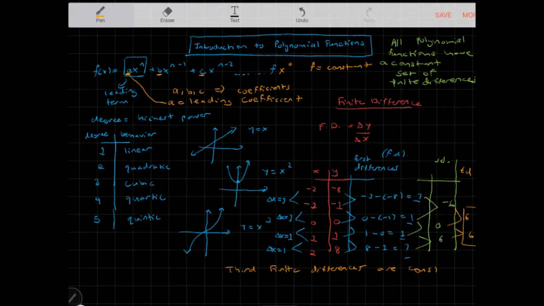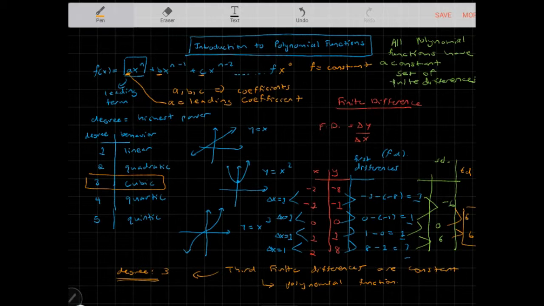So because we have a set of finite differences that are constant, this implies that we do have a polynomial function. This verifies that we have a polynomial function. It also tells us that because the third finite differences are constant, this is a function with a degree of 3. As a result, it should have a cubic sort of behavior, so it should kind of resemble this S-shaped or sigmoidal curve. So this is a cubic function, a degree of 3.